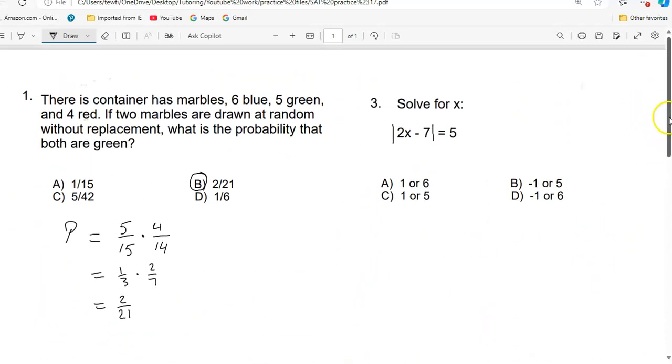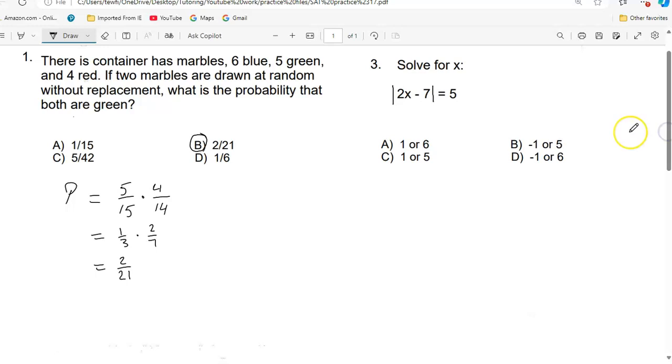Here is number 3. You can stop the video and try it yourself. For number 3, solve for x. This is the equation, absolute value of 2x minus 7 equals 5. We know the absolute value is always positive, so the expression 2x minus 7 could be equal to 5 or could be equal to negative 5. So we have two equations in this case.